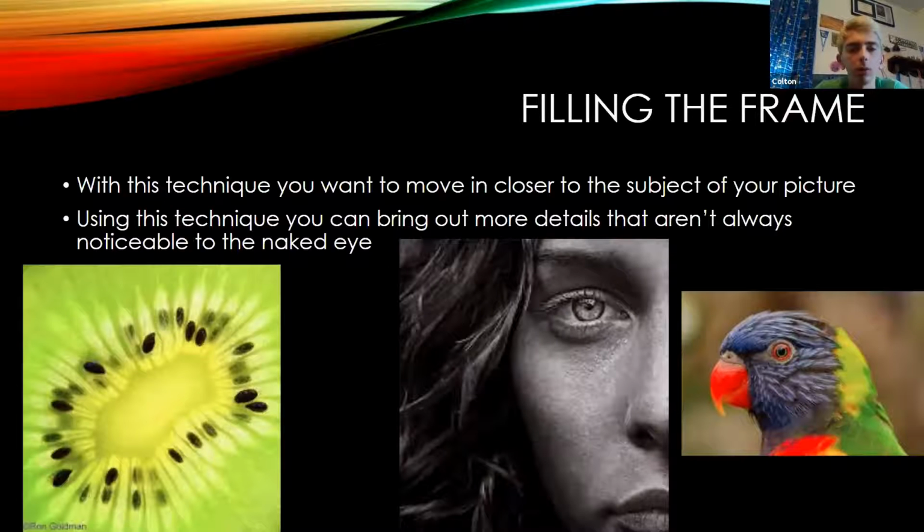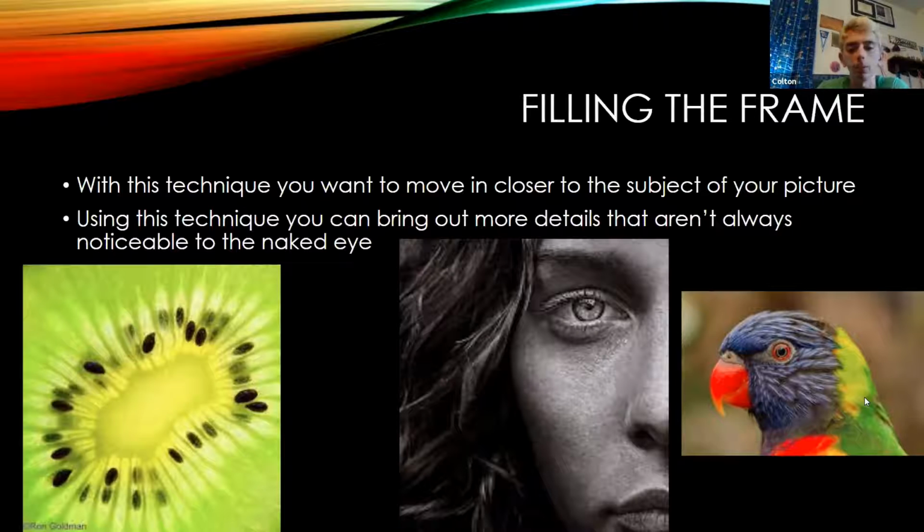Filling the frame. This technique is similar to simplification, but it can also be a lot more detailed. You want to move in closer to the subject of your picture. Like the kiwi is really up close. If you didn't know what a kiwi is, you probably wouldn't be able to tell what that picture was. But using this technique, you can bring out more details that aren't always noticeable to the naked eye. To do this, usually you're either zoomed all the way in, or you're up closer to your subject with the camera or your phone, whichever you're taking your pictures with.